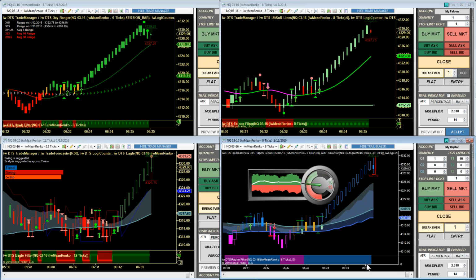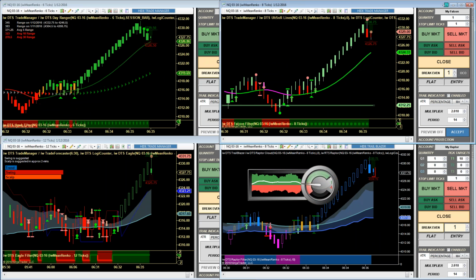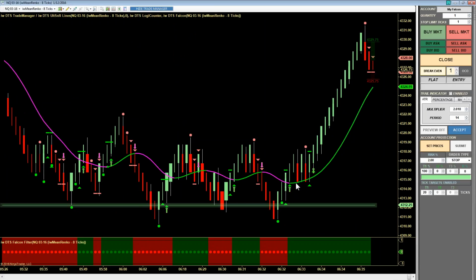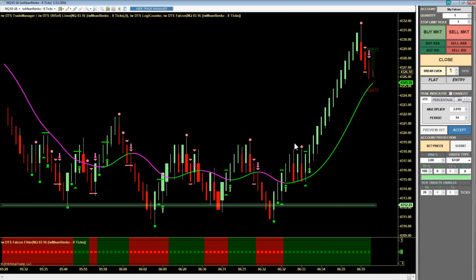Looks like the Falcon here gave us a pretty good looking signal out of the open. Nice little trend change signal after all this sideways waffling. We got the trend change, so the trend line changes color. Here's the up, here's the down, here's the up. The trend change signal, a high probability signal with the Falcon, and you can see that had some decent follow through to it also. As well as we had all this support off of the support line down here.